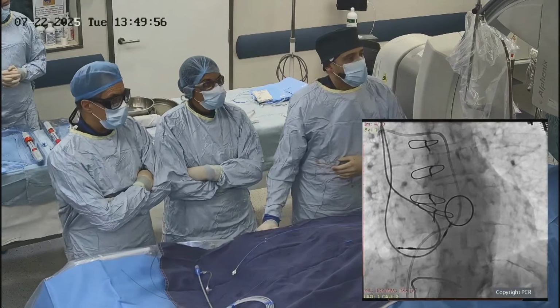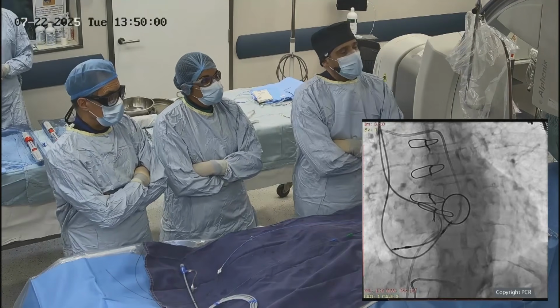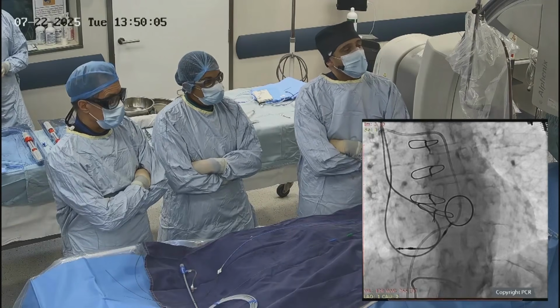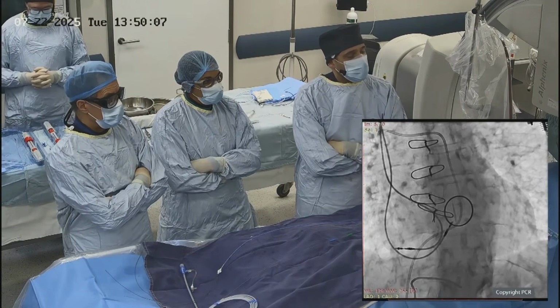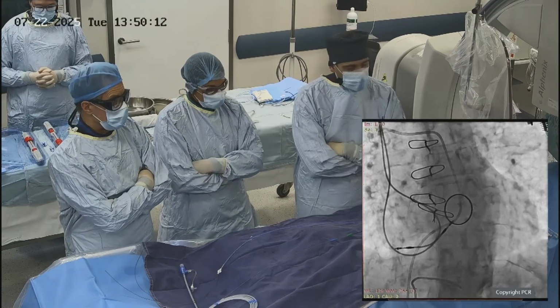You can see the patient has the mitral valve. It is a mechanical one, some pacemaker leads and our catheter. That's the structure that we want to have in the heart.